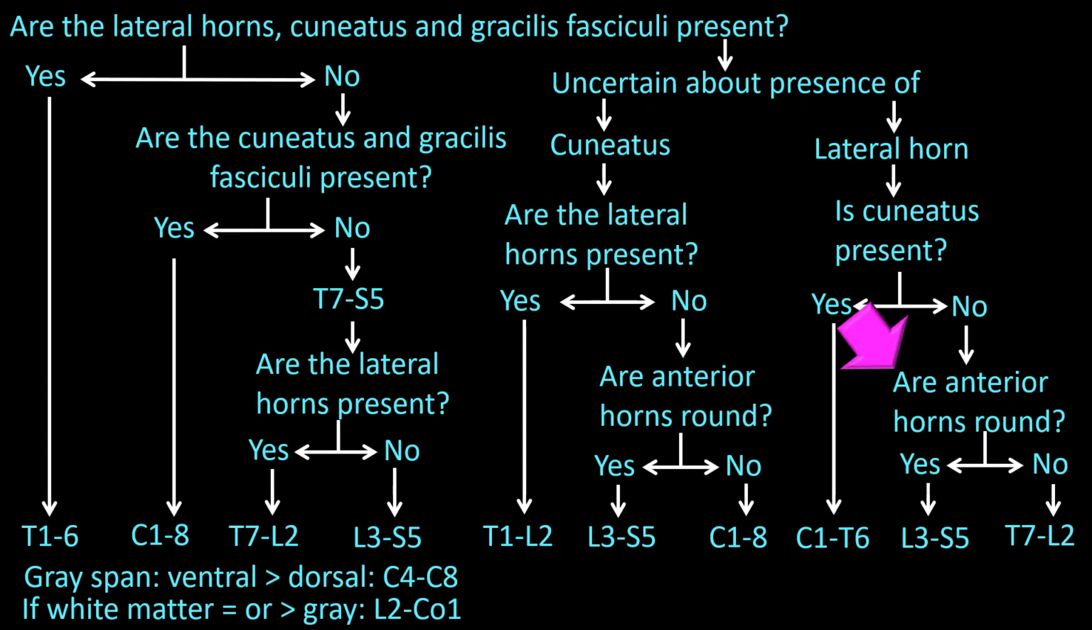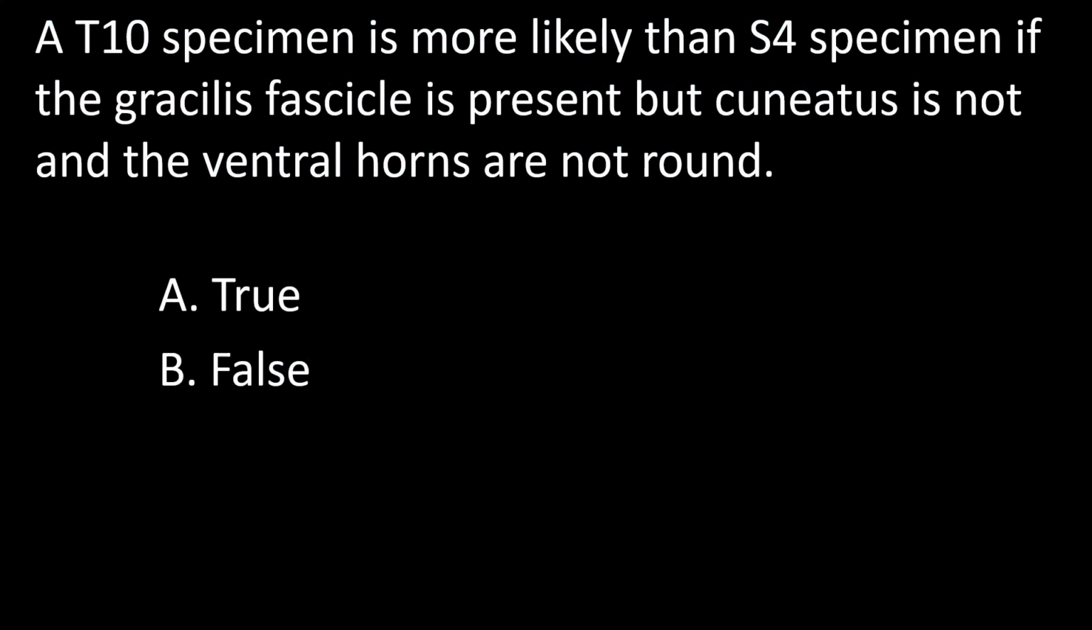Next question is, are the anterior horns round? If the answer is no, as it is in this vignette, the specimen is likely to be from segment T7 to L2. So the answer to this question is A.